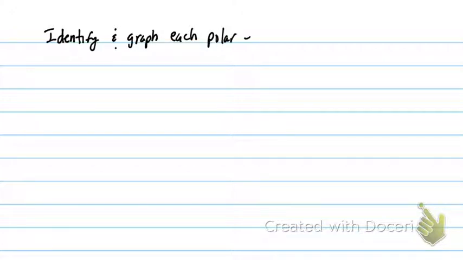Again, basically, it's identify and graph. And we'll start out, let me see where we want to start with it. Let's do an even one. So let's do question 51. We have r is equal to 3 cosine of 2 theta.